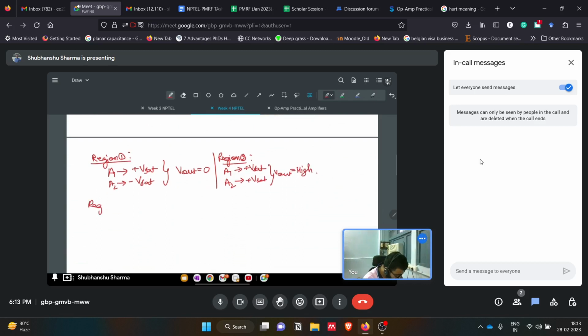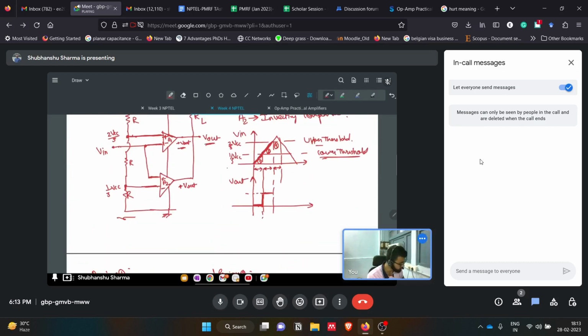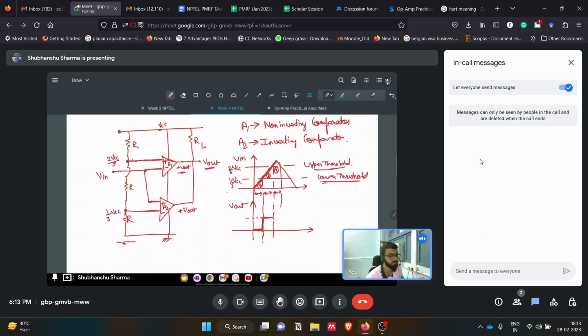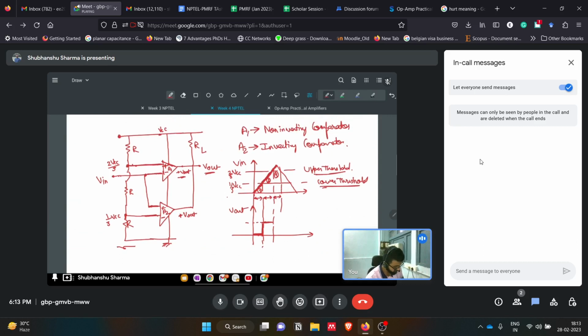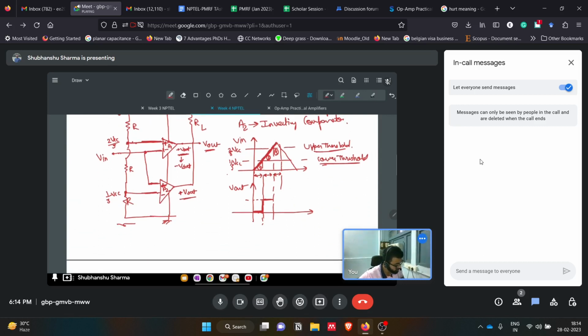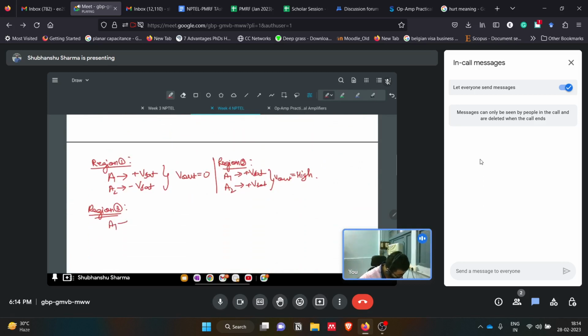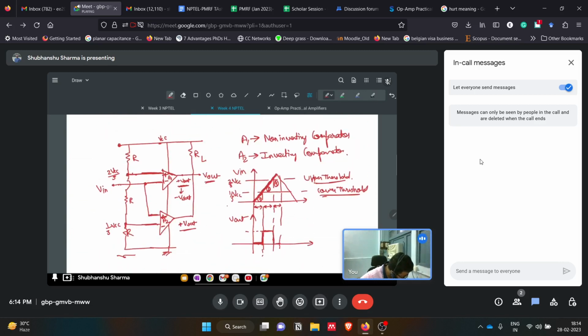Now if we talk about region 3, the input voltage is higher than the upper threshold as well as higher than the lower threshold. In the A1 op amp, the input voltage is higher than the upper threshold, so it will drive this op amp into minus VSAT mode. But for A2, the non-inverting terminal voltage V in is more than the inverting terminal voltage, that is 1 by 3 VCC, so it will be plus VSAT only. So A1 will be minus VSAT and A2 will be plus VSAT, and finally V out is 0. We didn't get anything in this third region.